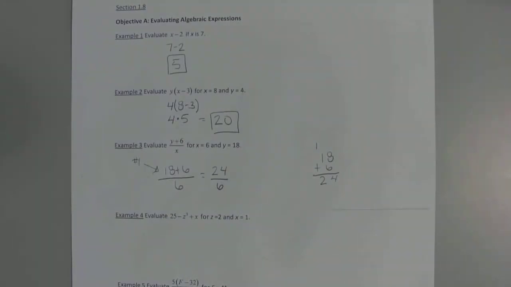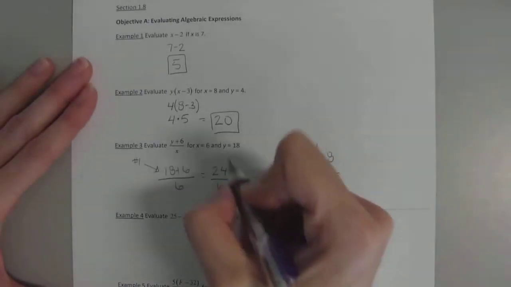Is there anything we need to do to the bottom? No, we just have to divide now, right? So how many times does 6 go into 24? 4 times. And again, if you can't get right there, do 6 plus itself, 6 plus 6, 3 times, whatever you need to do. So this is 4.